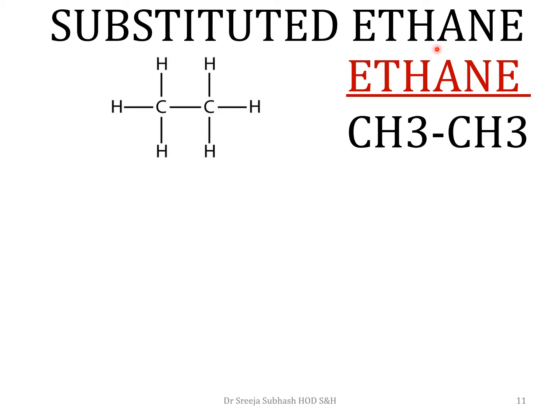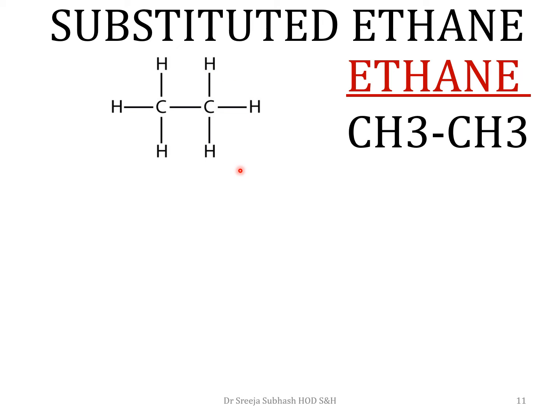The next in the syllabus is substituted ethane. Before that, let us have a look at ethane because that is more familiar to you. Ethane, as we all know, has two carbon atoms. Its molecular formula is C2H6, and the structural formula is something like this. The two carbon atoms are connected to each other and each carbon has 3 CH bonds around it.